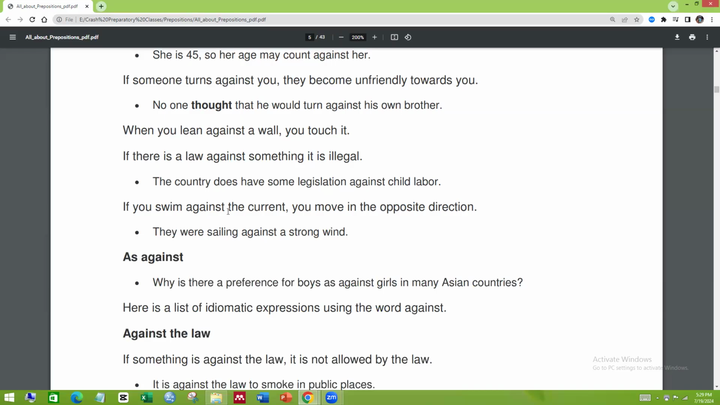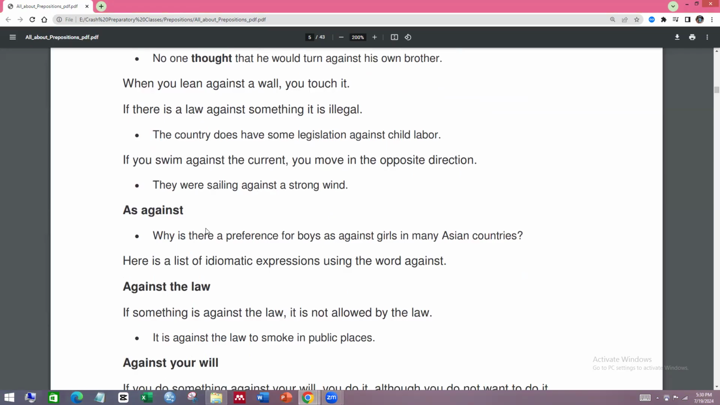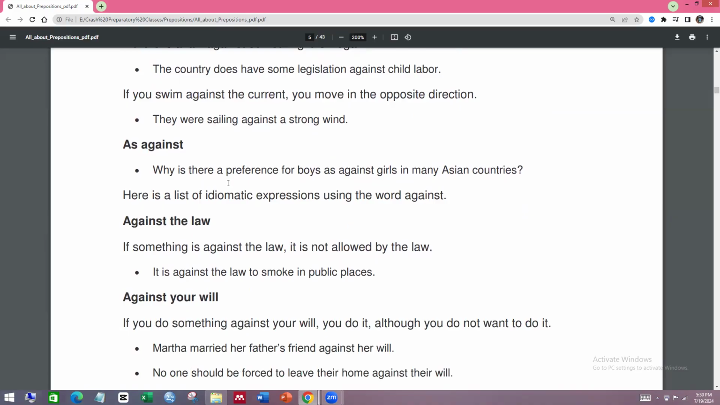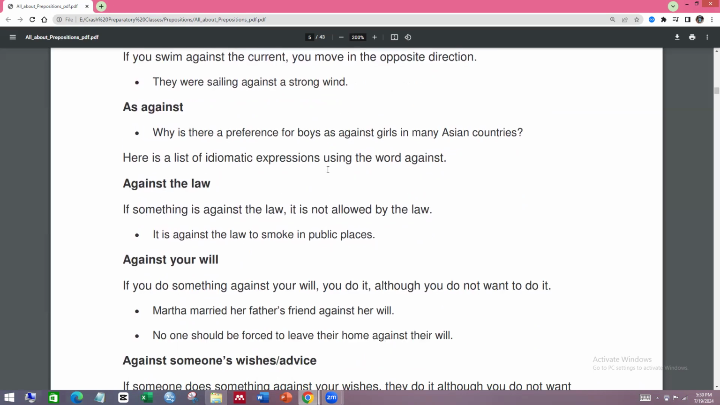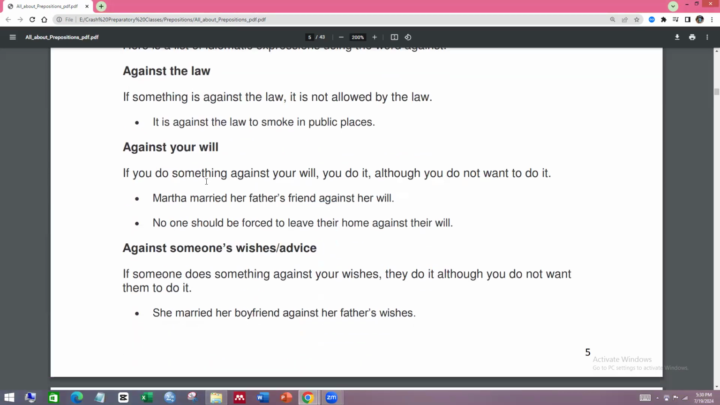Next, if you swim against the current, you move in the opposite direction. They were sailing against a strong wind. Why is there a preference for boys against girls in many Asian countries? Here is a list of idiomatic expressions using the word against. Against the law: if something is against the law, it is not allowed by the law. It means it's illegal. It is against the law to smoke in public places. Against your will means against your wishes.